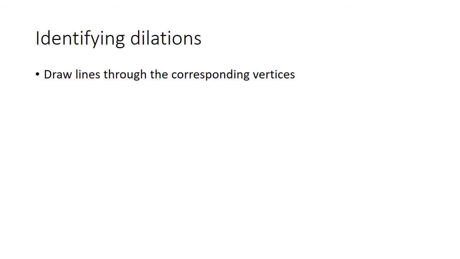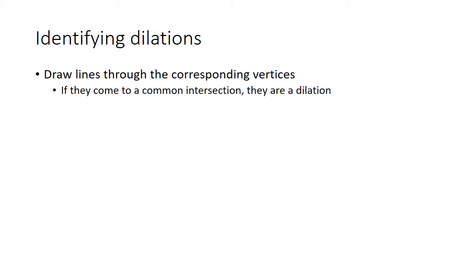If I have two shapes, I'm going to draw lines through their corresponding vertices. That means the vertex that is exactly the same one. So if you have triangle A, B, and C, and it is similar to triangle D, E, F, then corner A and corner E would have to be corresponding, and we could draw a line through them to find whether or not this is a dilation. If they have a common intersection, they're a dilation, and if they don't, they do not.